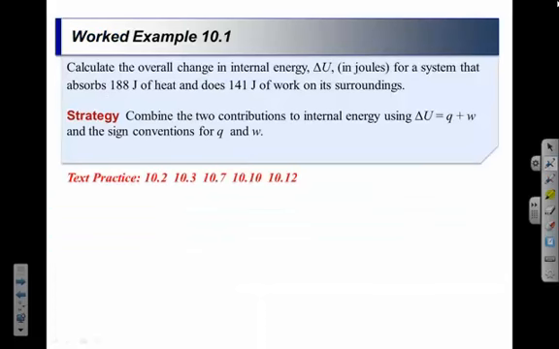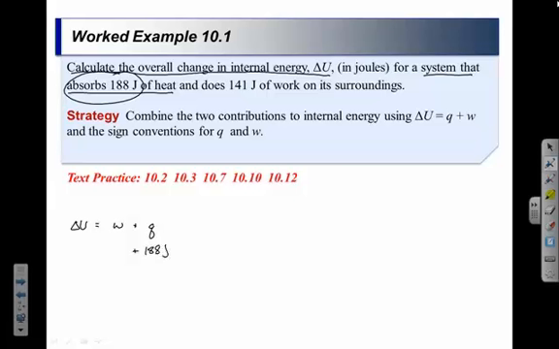So let's look at a quantitative example of that. So here we have worked example 10.1. It tells you that I want you to calculate the overall change in internal energy. So that's going to be equal to any change in work plus any change in heat, which is represented with the Q. I'm not sure why. So it says the system absorbs heat. So the number I plug in is 188 joules. Should it be positive or negative? Should be positive. From the system's point of view, if it's absorbing it, that's a positive quantity.